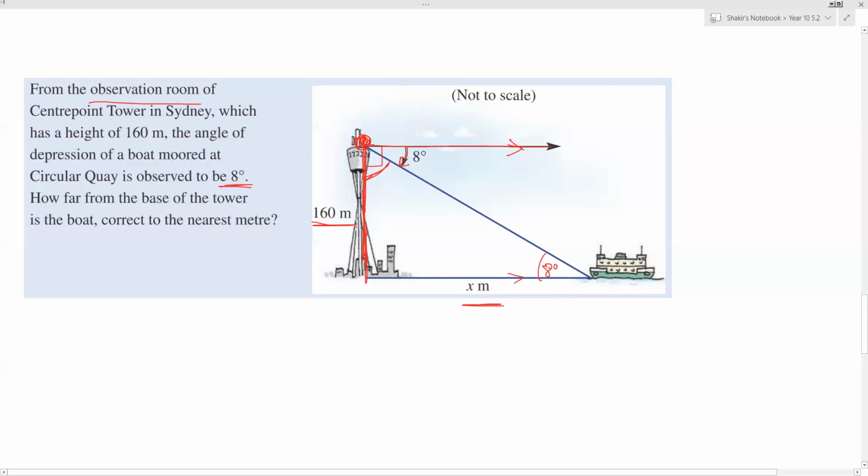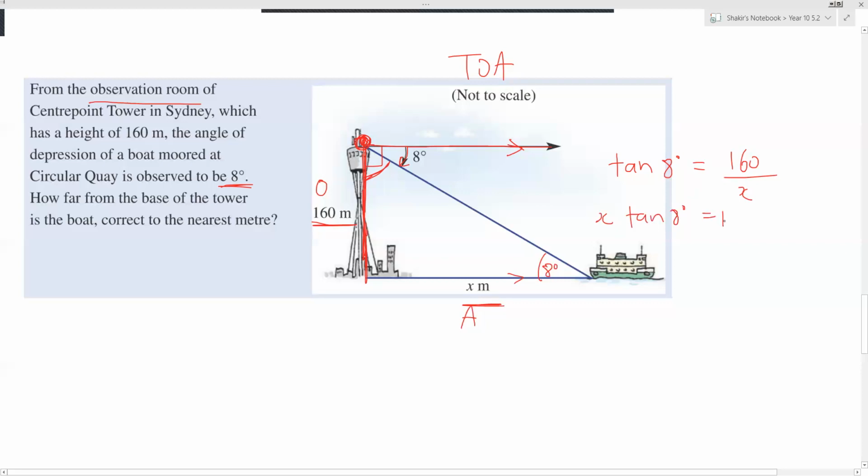So with reference to the angle, that is opposite, and this is adjacent. And once again, we have a tan relation, TOA. O and A is TOA. Tan of the angle, 8 degrees, equals opposite, 160, over adjacent, which is X. And we're going to multiply both sides by X here. So you'll have X times tan 8 degrees is 160.